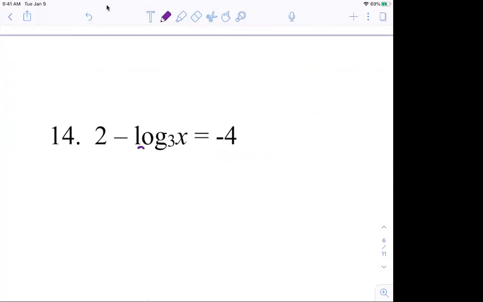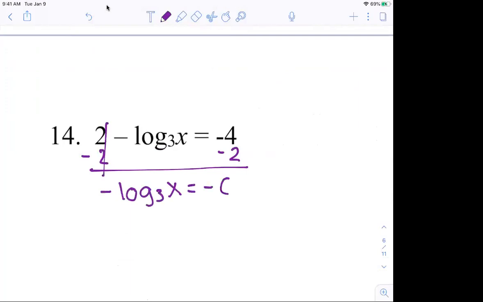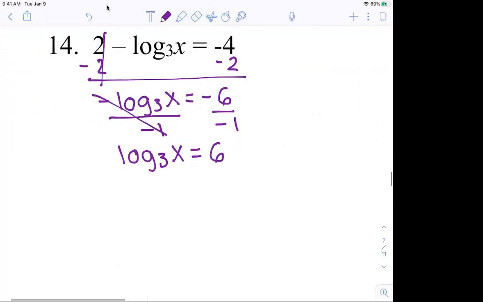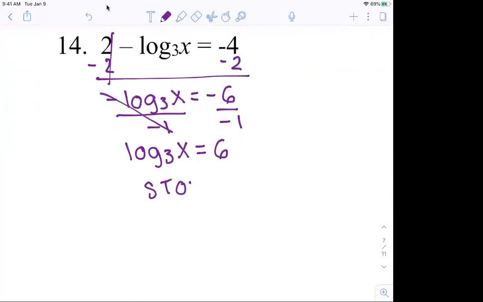So for this one, again, you want to isolate the log in order to solve it. There's only 1. So I'm going to subtract 2 from both sides, which gives me negative log base 3 of x equals negative 4 minus 2, which is negative 6. And then I still have to divide by negative 1 here so that I can get a positive log. So I've got log base 3 of x equals 6. All right, I would say stop and try to solve alone, and then check back and see if you get the right answer.